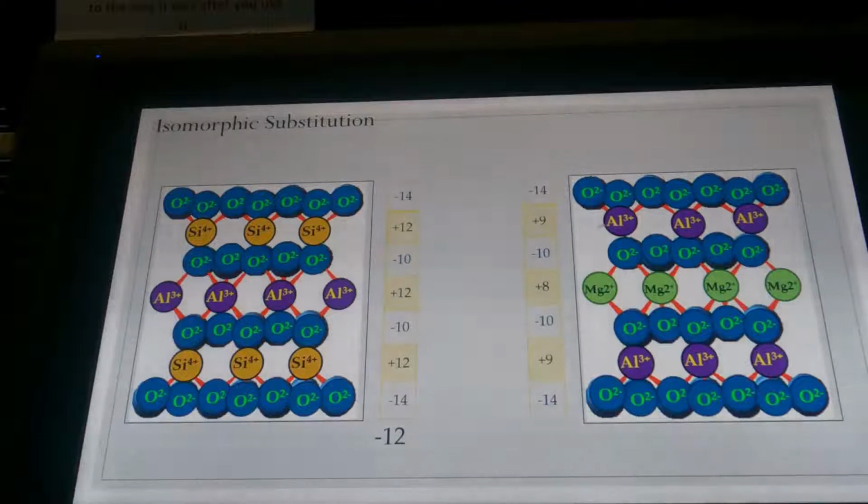Okay. Here's the question. Is someone in the class going, well, what about if magnesium and aluminum can substitute in the octahedral, well then why couldn't magnesium and silica substitute in the tetrahedral? Because if aluminum and silica can substitute and magnesium and aluminum can substitute, how come we can't get that in the tetrahedral?